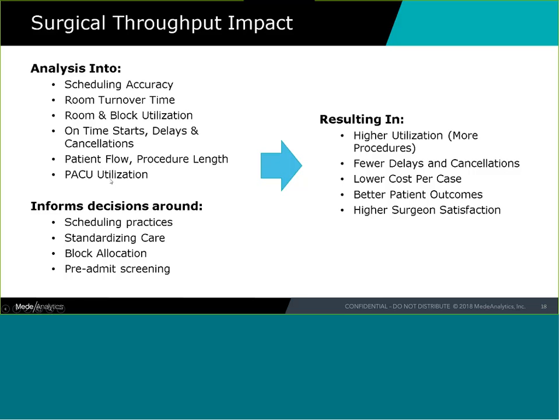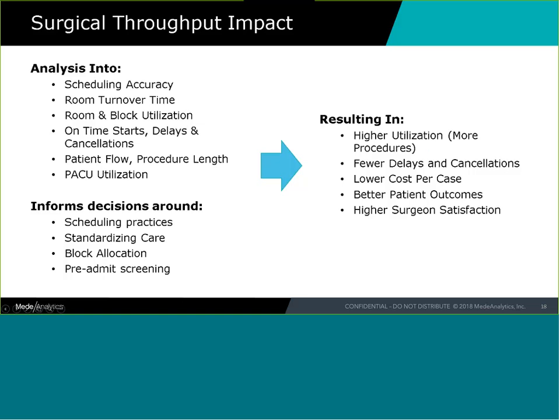If that PACU is full and we have to put the operating room on hold, again, incredibly costly in terms of our opportunity cost of procedures that we're not getting done, really hurts physician satisfaction, and it's bad for patients who are ready to go and then have to get stopped. All of this informs decisions around scheduling practices, standardizing care, allocation of surgical blocks in the schedule, improving pre-admit or pre-anesthesia screens. All of this results in higher utilization, which means lower cost per case. We're spreading that operating room cost over more cases.